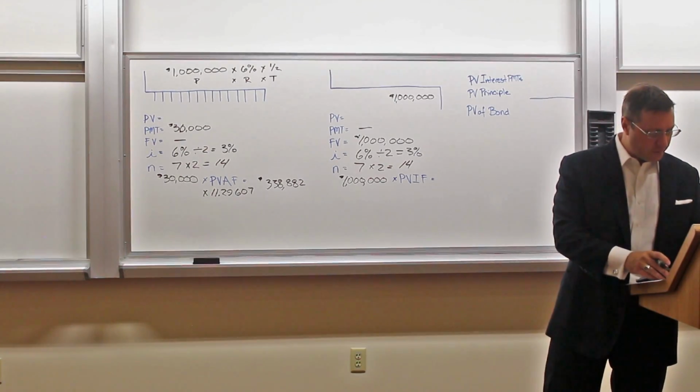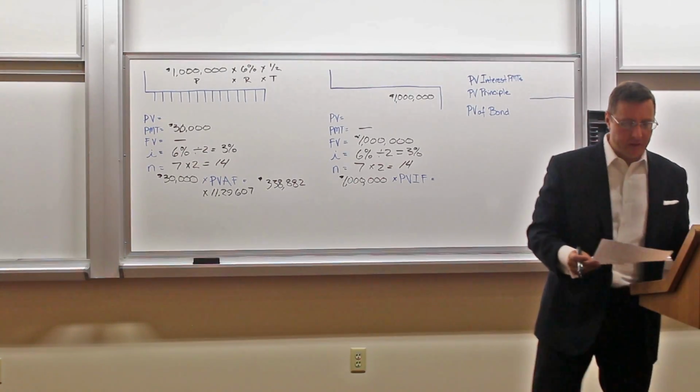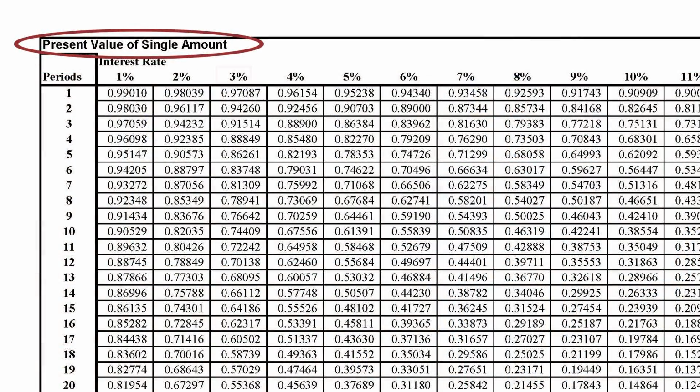This leads us to a different table, and our table in this one is the present value of a single amount. We're merely shifting this $1 million back in time. We run our finger over to our interest rate of 3% and run our finger down to 14 periods. There we find a present value interest factor of 0.66112.